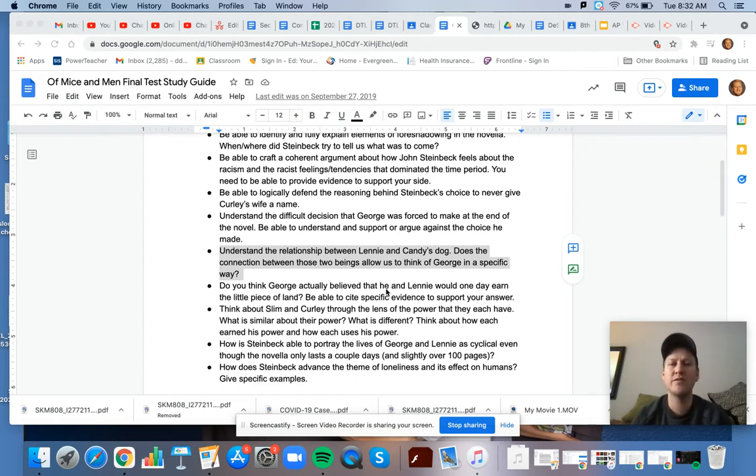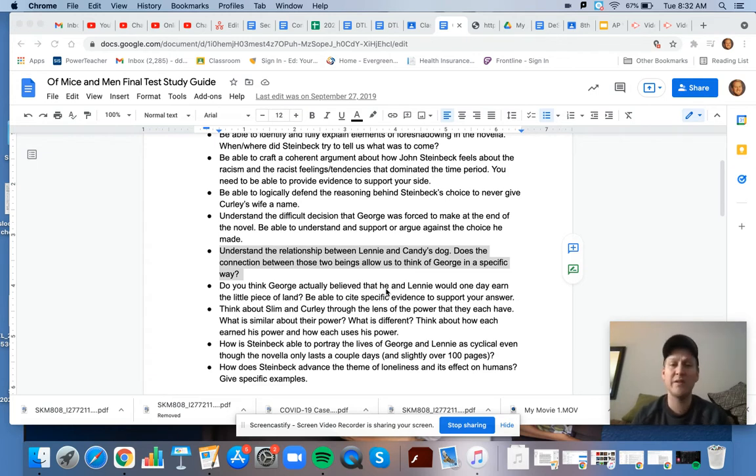And if you thought about it, you'd say, "Okay, well, Lenny is George's responsibility. Candy's dog is Candy's responsibility." When Candy's dog is old and useless, people tell Candy, yeah, you've got to put that dog out of its misery. When Lenny makes a mistake that he really can't come back from, George realizes he has to take care of Lenny in a way that ends the cycle of violence and those sorts of things. So obviously, we start to see some similarities there.